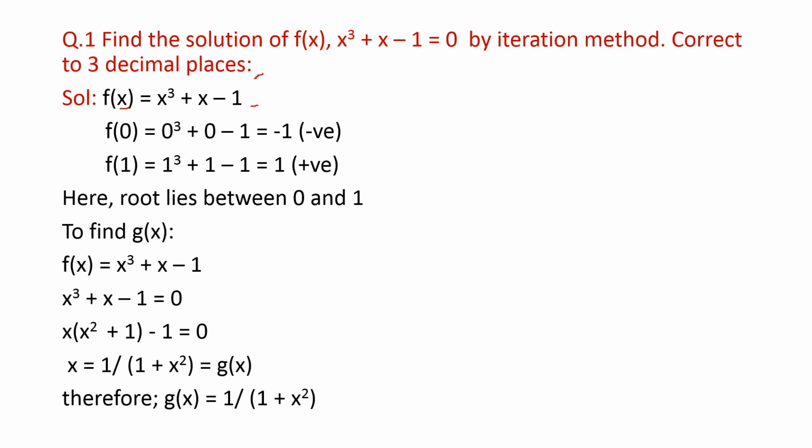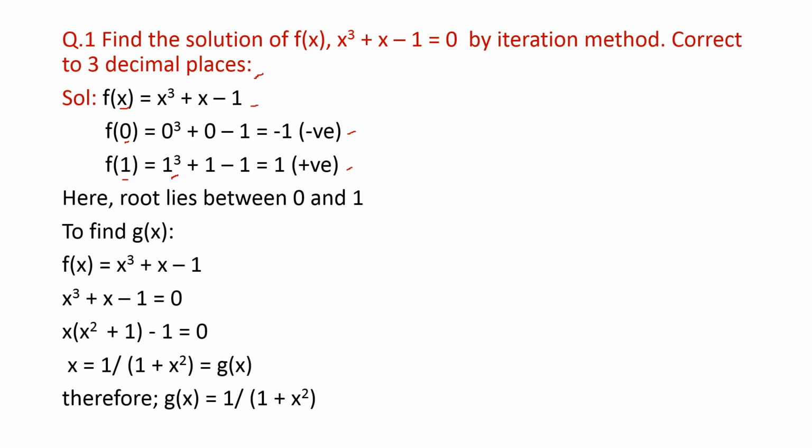So next I am writing f of 0. That is, instead of x, you have written 0. So 0 cube plus 0 minus 1, that is negative 1 minus 1, and that is a negative value. Right. Next, instead of 0, you are writing 1. That is f of 1. So x is replaced by 1. 1 cube plus 1 minus 1 is equal to 1. That is a positive value.